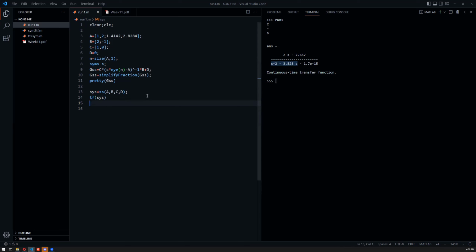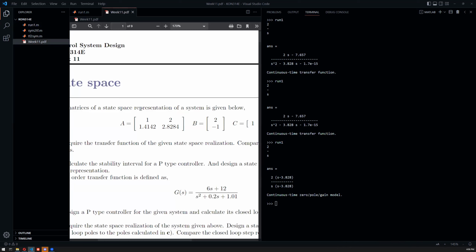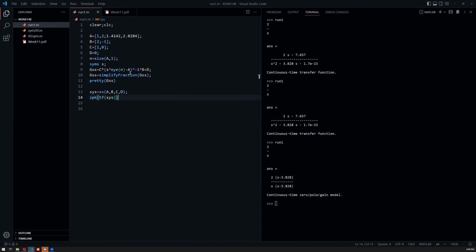So what happens if we look at it in the ZPK form? Is that going to help us out maybe? And you can see that, in fact, s minus 3.828 is a common term of the numerator and denominator. So I've basically chosen a tricky example to exemplify the state space model here. So basically, telling you that the conversion is like this. You can use this to convert it into a transfer function, or you can just define it with SS and TF to see what it is.